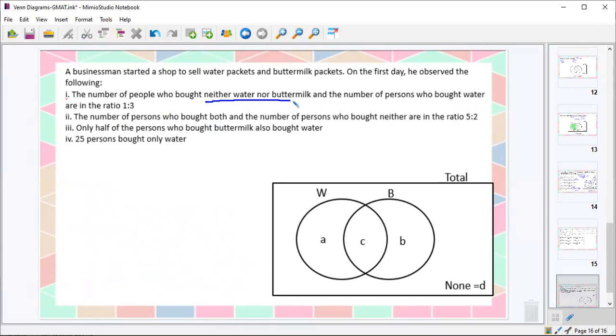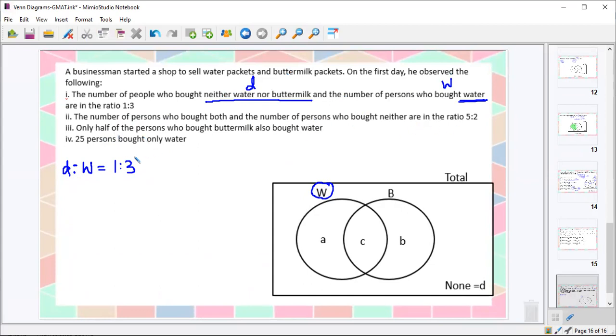The number of people who bought neither water nor buttermilk. This region is D, neither water nor buttermilk. And the number of persons who bought water, just see, it is bought water and not water only. So we are referring to W. This is capital W. So I can say small d is to capital W is equal to 1:3. I am representing this information in the form of the variables over here.